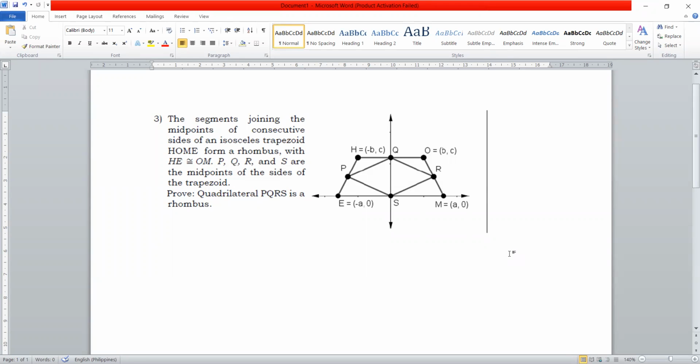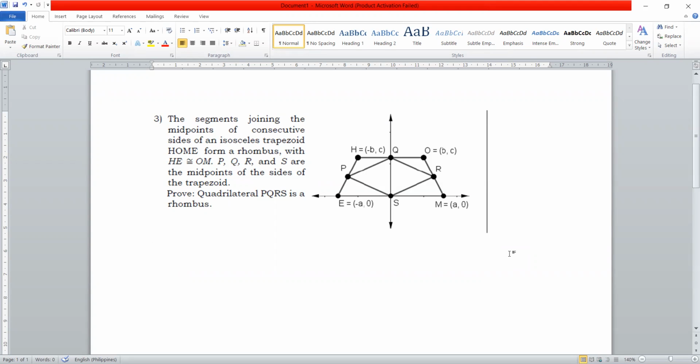Hi, so today I'll be discussing this specific problem about the midpoint and distance formula. So I read the problem first. The segments joining the midpoints of consecutive sides of an isosceles trapezoid HOME form a rhombus, with HE congruent to OM. P, Q, R, and S are the midpoints of the sides of the trapezoid. Prove quadrilateral PQRS is a rhombus.